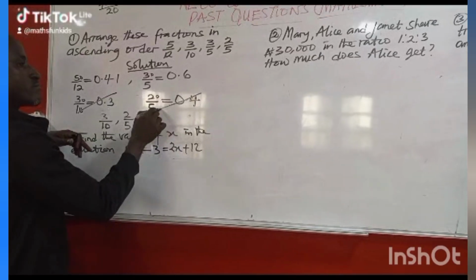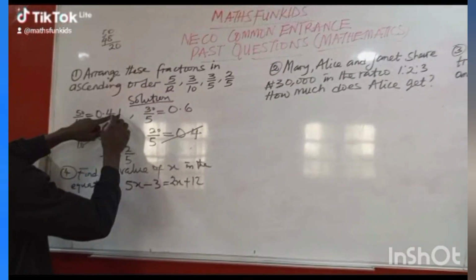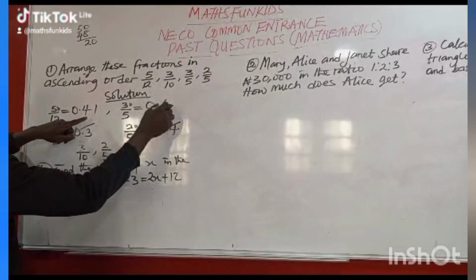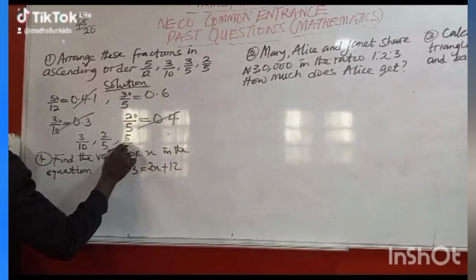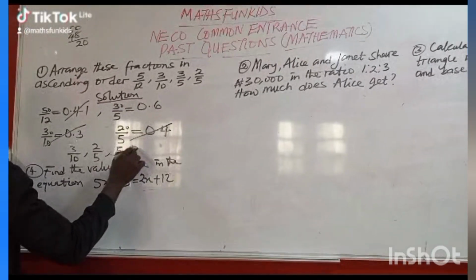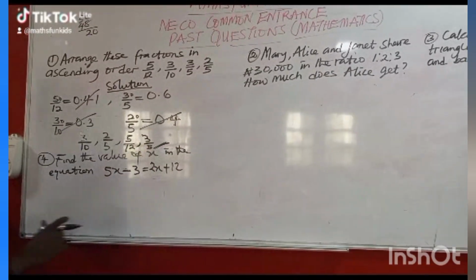So followed by 2/5. Now after this one, we have 0.41 and 0.6 left. So 0.4 is smaller than this. So we have 5/12, and the last number is 3/5. And that's the end of that question.